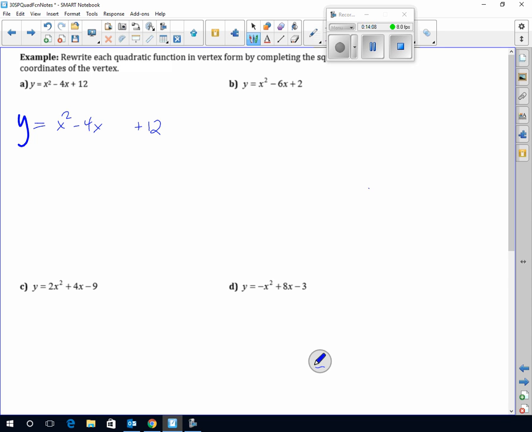Now it's this part that ends up being the perfect square trinomial, right? And what is that when it becomes a perfect square trinomial? X minus 2 squared, and what's 12 minus 4? 8.